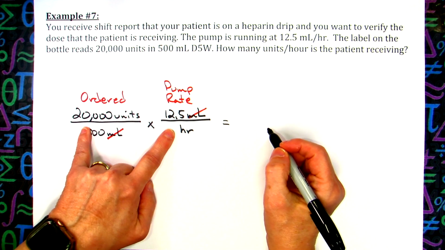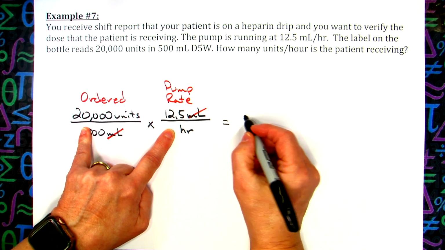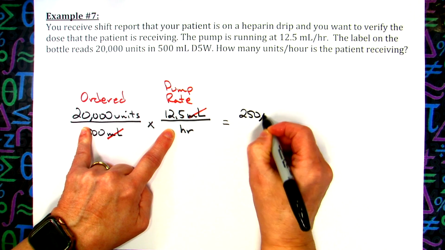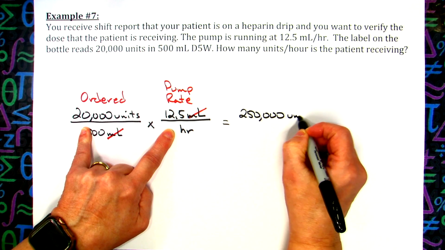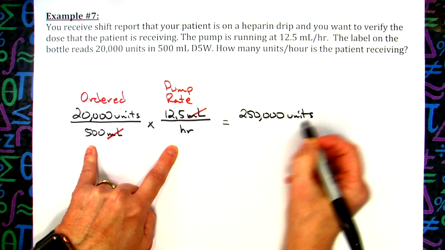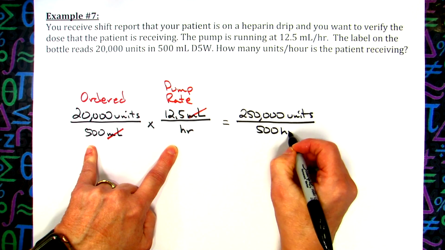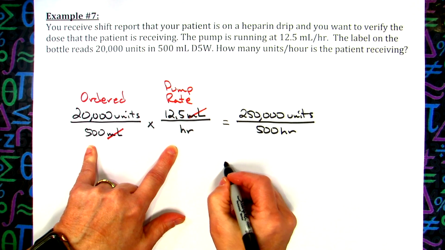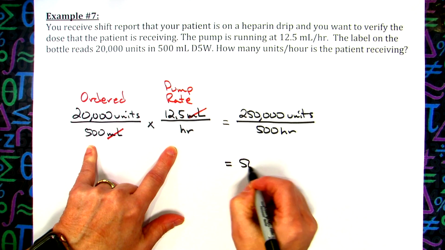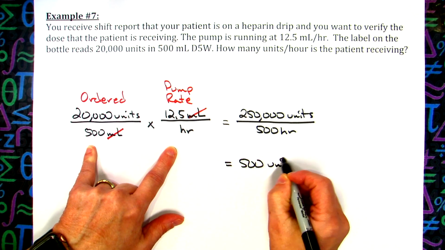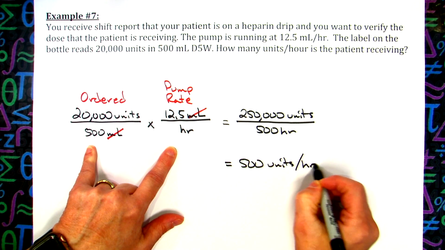So I'm going to multiply here straight across the top. I'm going to get 250,000, and that's going to be units. All right, multiplying there on the bottom, I'm just going to have a 500, and then I'll have hours. When I take that and divide that with the calculator, I'm going to have 500 units per hour.